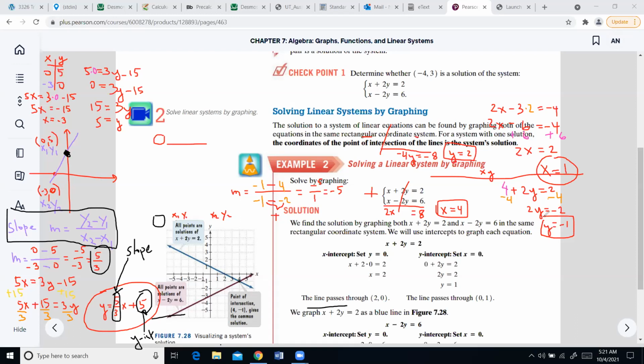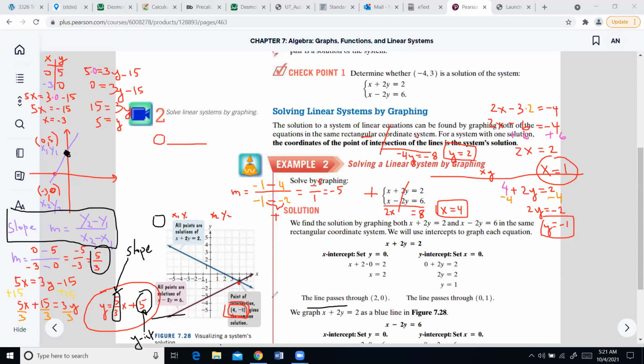So I have the so-called solution of the system. And please notice what they did here on the left side is they graphed one line and they graphed the other line. And they noticed that the point with coordinates 4 for x and negative 1 for y is exactly the intersection of these two lines, exactly the point of their intersection.